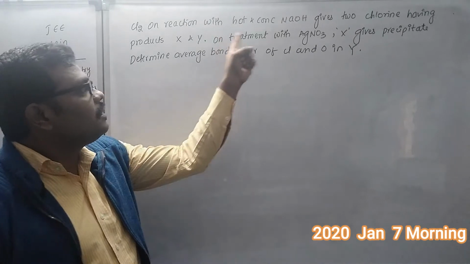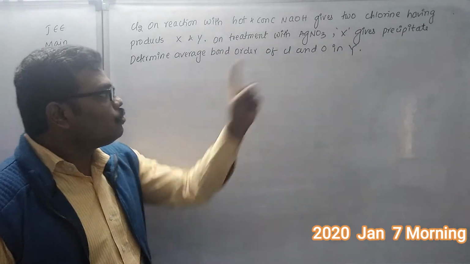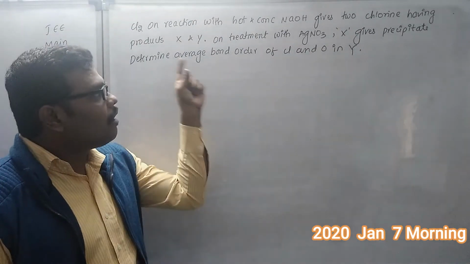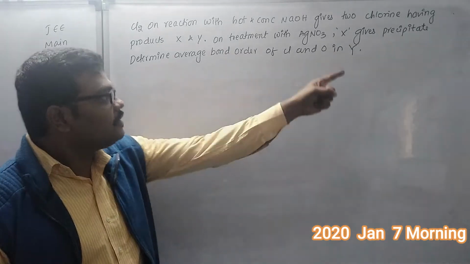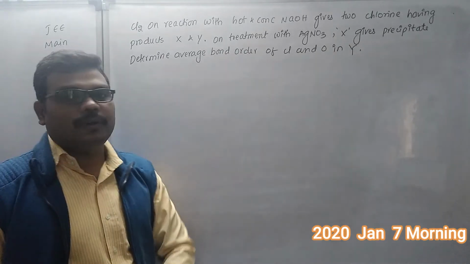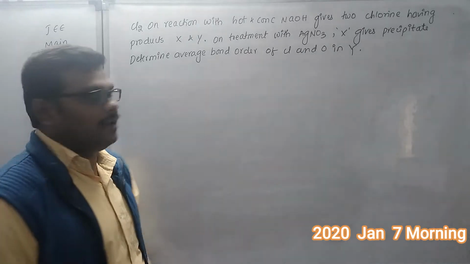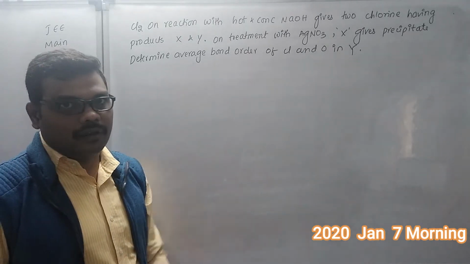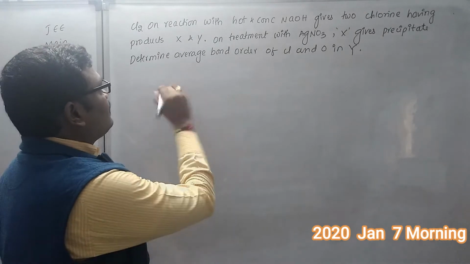Chlorine on reaction with hot and concentrated NaOH gives two chlorine-having products X and Y. On treatment with AgNO3, X gives a precipitate. Determine the average bond order of chlorine and oxygen in Y. First we'll try to write the reaction between chlorine and sodium hydroxide.